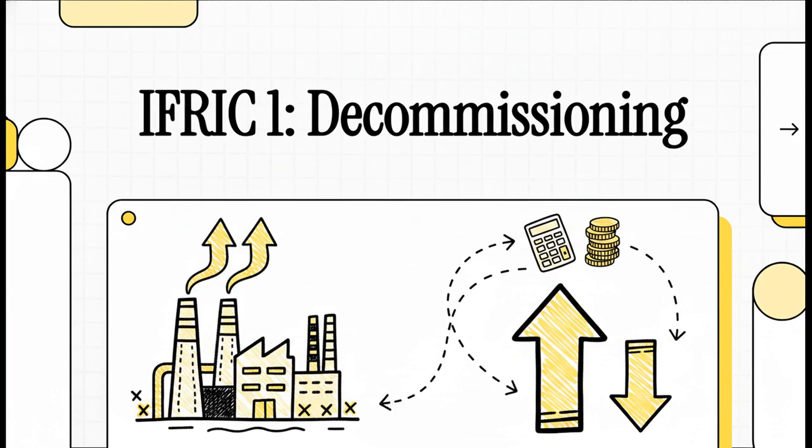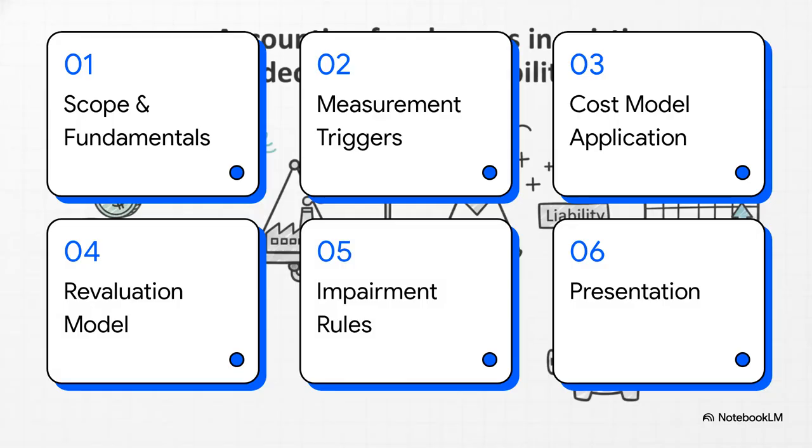Let's get into it. Here is our topic guide for today. We've got 6 key areas: scope and fundamentals, measurement change triggers, the cost model application, the revaluation model application, impairment testing rules, and finally, presentation and disclosure.